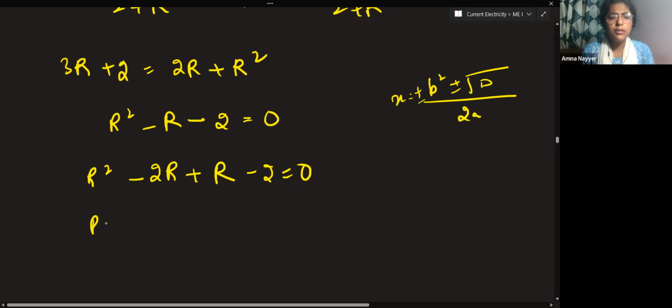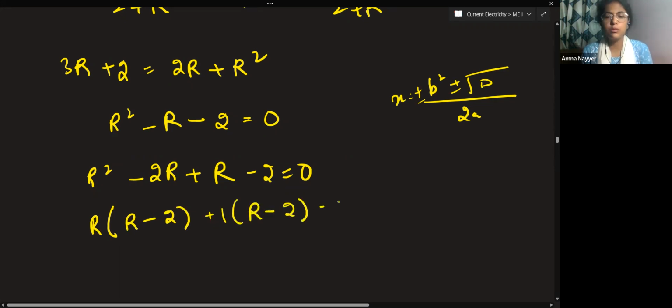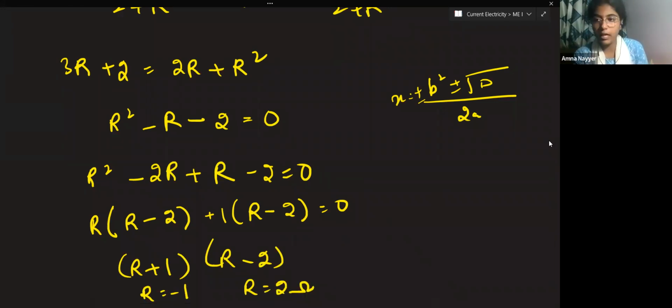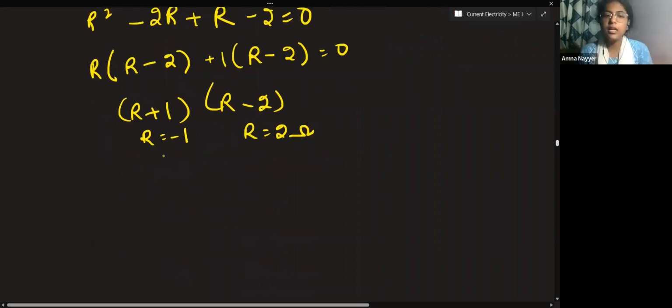So here, if you take R common, what will be left from here? R minus 2. You take plus 1 common here, R minus 2 will be left, equal to 0. So (R plus 1)(R minus 2). One value of resistance is minus 1, other value of resistance is 2. Remember class, resistance can never be negative. So what's the final answer? This is rejected. Final answer is 2.